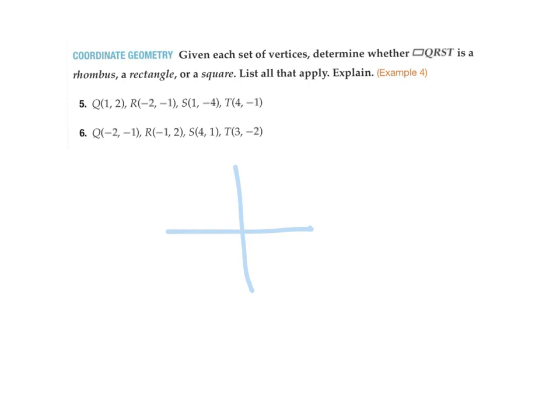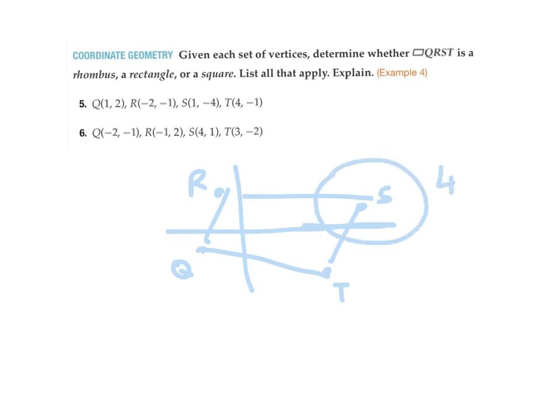Well, Q is -2, -1, so that's going to be approximately here. R is -1, 2, which is going to be here. S is 4, 1, so let me just extend that there and put that about there. So there's S. And T is going to be 3, -2. Okay, again, do a drawing. Well, it looks a bit like a rhombus, but the fact that S is at 4, 1 proves that it isn't.